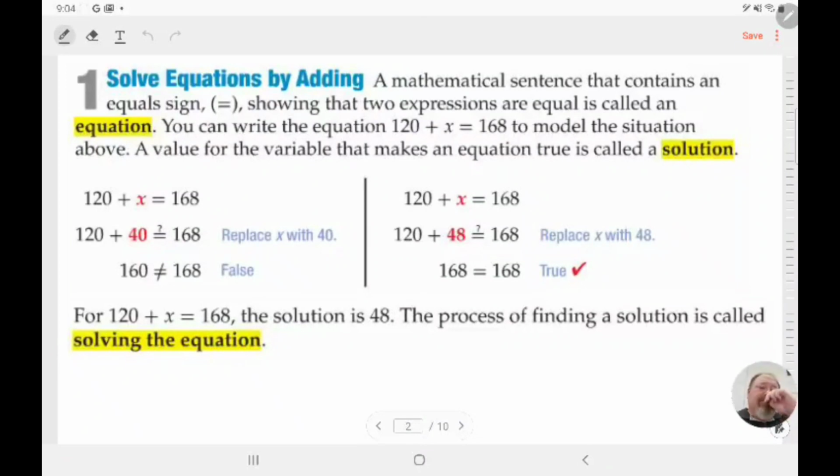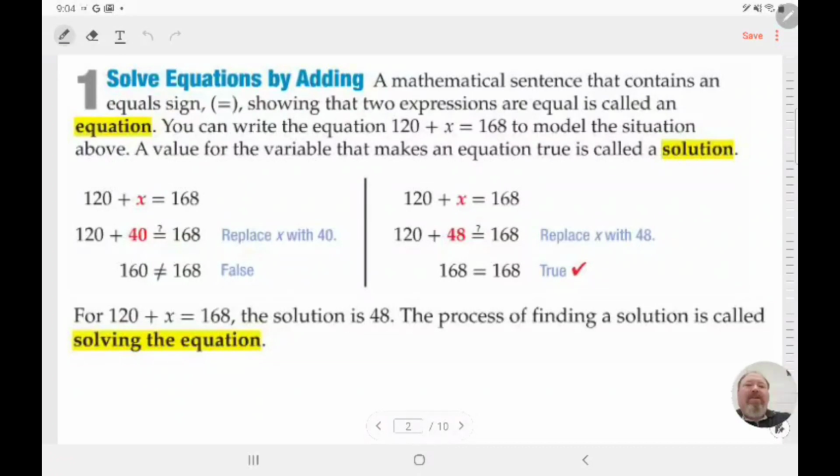So, solve equations by adding. A mathematical sentence that contains an equal sign showing that two expressions are equal is called an equation. You can write the equation 120 plus X equals 168 to model the situation. A value for the variable that makes an equation true is called a solution.